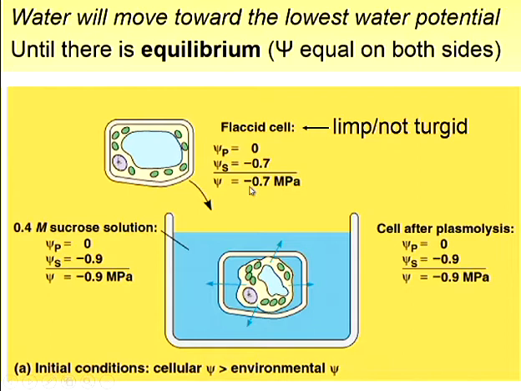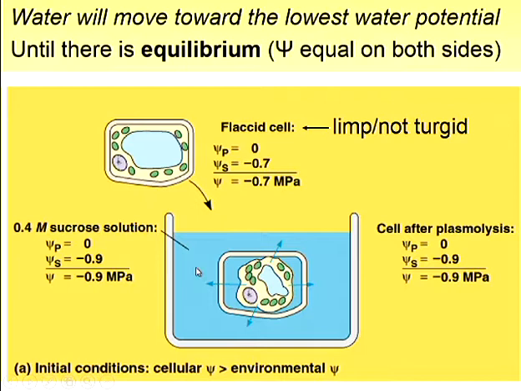practice with it, and hopefully it will become clear, and you're always welcome to come talk to me if it's not clear. So here's an example. We have a flaccid cell, and we throw it in a sucrose solution that has a concentration of 0.4 molar. There is a formula which I'm going to show you later, by which you can calculate the solute potential of a given solution. But for now, just accept as a given that a 0.4 molar sucrose solution has a solute potential of minus 0.9 megapascal.